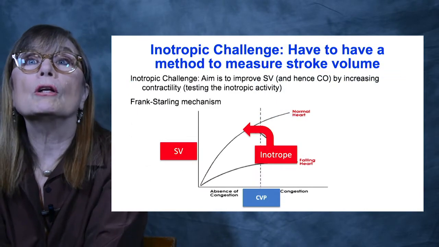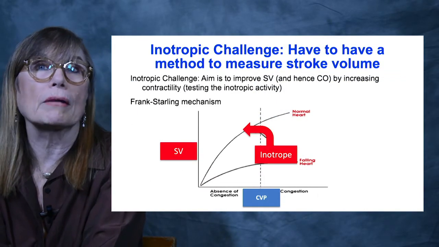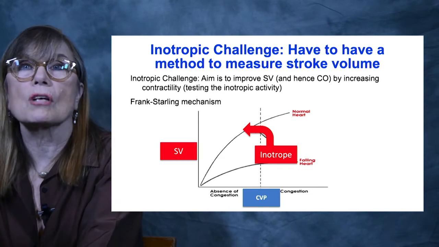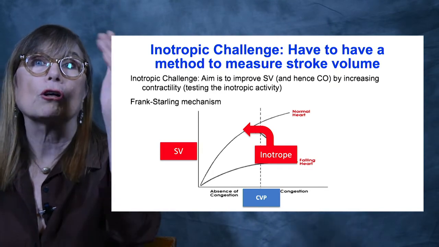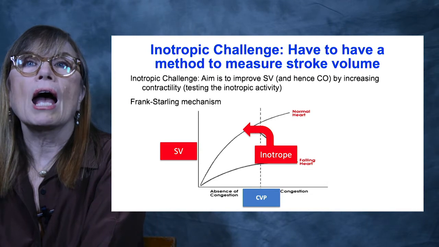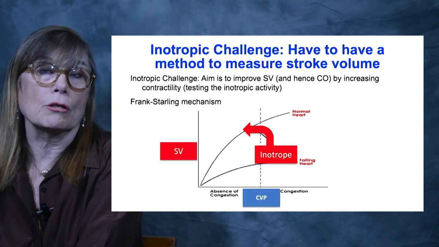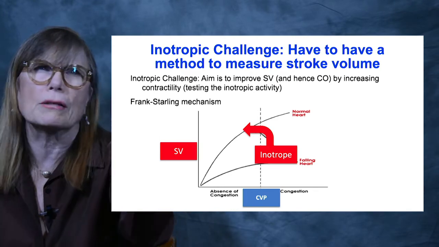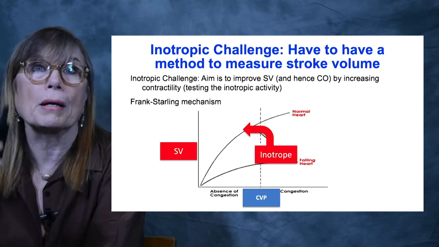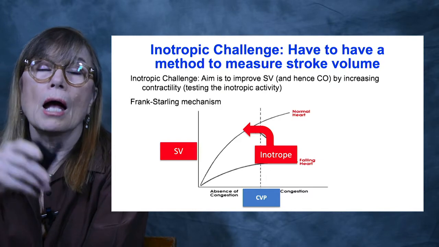Okay. So if we look at an inotropic challenge, and we're talking about the Frank-Starling mechanism, again, the horizontal being CVP and the vertical being stroke volume. If I have a patient who has a high CVP and a low stroke volume, I'm going to consider an inotrope. Now, there are other things I might do like diuresis or renal replacement therapy, but just for what we're talking about here, an inotrope.